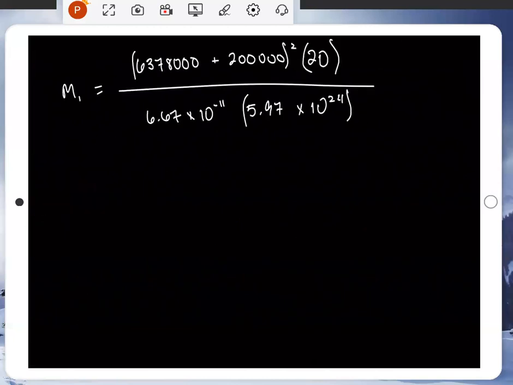Okay, great. So the first thing I would do is take care of the parentheses and the square, kind of PEMDAS, even when you're just doing calculator stuff. It's useful. So 6,378,000 plus 200,000. Great, get some number: 6,578,000. Square it. Let me know if I'm going too fast, or you want me to write something down. I have 4.33 times 10 to the 13th. That's just taking care of that part. And then I'll multiply by 20, and then we'll divide by the big G, 6.67 E minus 11.